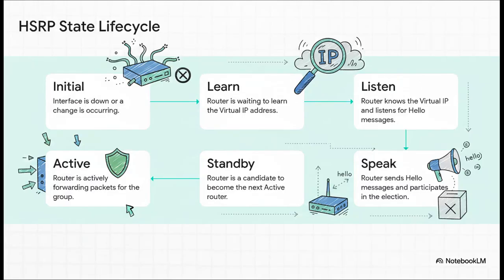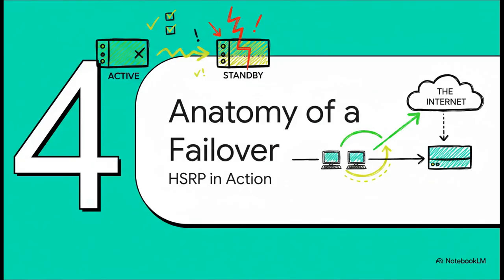Now, a router doesn't just wake up and decide to be active. It actually goes through a whole life cycle. It starts in an initial state, then it has to learn the virtual IP. After that, it just listens for hello messages to see who else is out there. Then it enters the speak state where it starts sending its own hellos and actually votes in the election. From there, it'll either become the next in line standby router, or if it wins, it'll become the active router and start forwarding traffic.